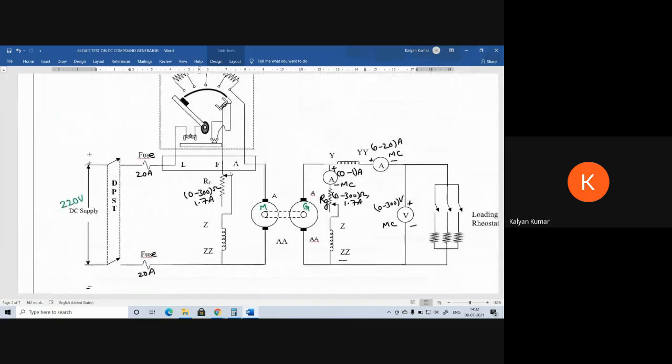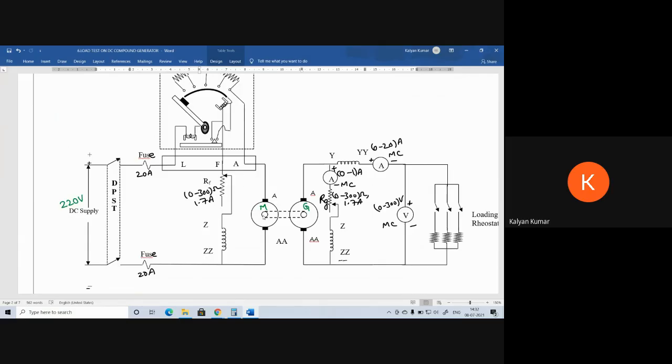Now coming to the experimental setup, we have to make the connections as given in this circuit diagram. After making the connections, first the loading rheostat should be in the off position. That means all the switches are in the off position. Therefore, the compound generator will operate under no load conditions. Now, at that instant, by keeping this RF at minimum position and RG at maximum position, we have to close this DPST, and we have to give DC supply to the shunt motor. After giving the supply, with the help of the starter, we need to start the motor. Once the motor is started, by varying this RF, we have to bring the motor to rated speed.